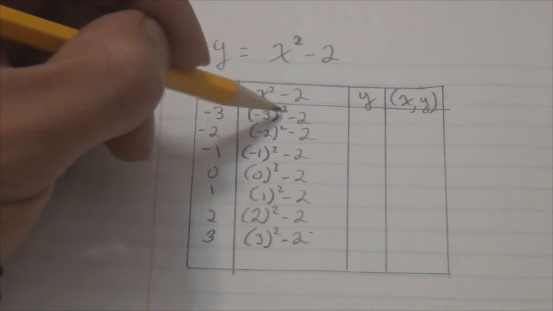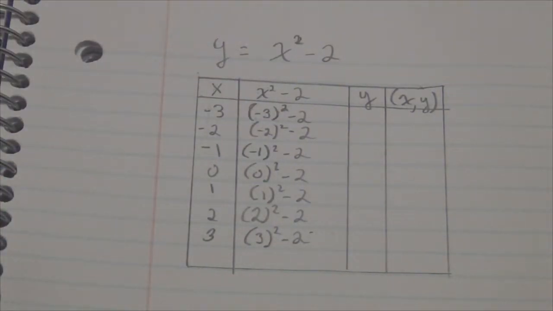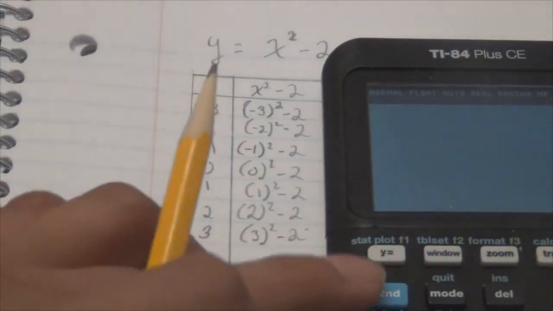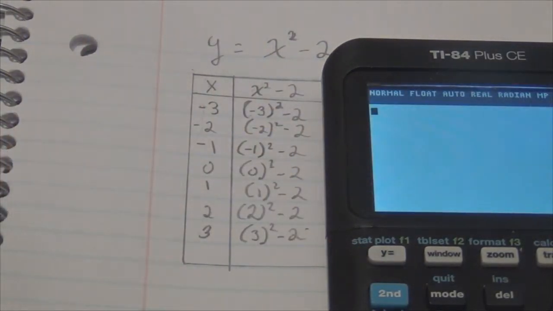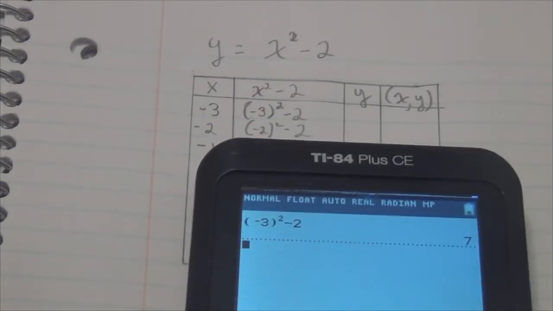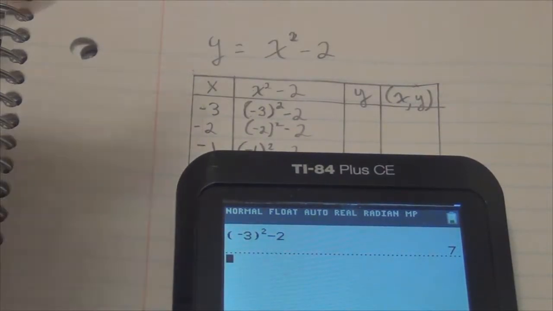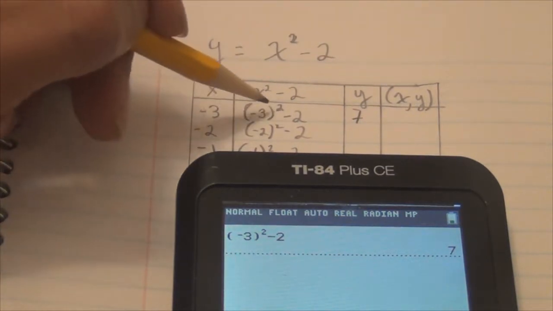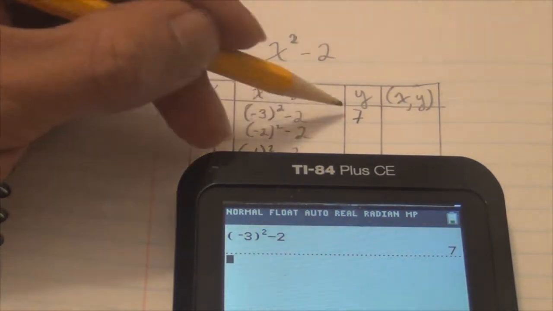So I calculate -3 squared. We can use the calculator, of course, to find those values. So parentheses, -3 squared, minus 2. That is 7. Okay, so I get 7. And it makes sense. -3 squared means -3 times -3, which is 9. 9 minus 2 is 7.